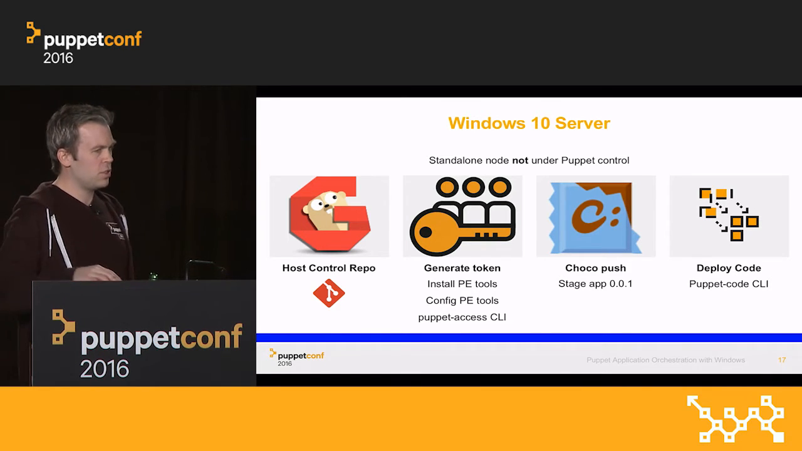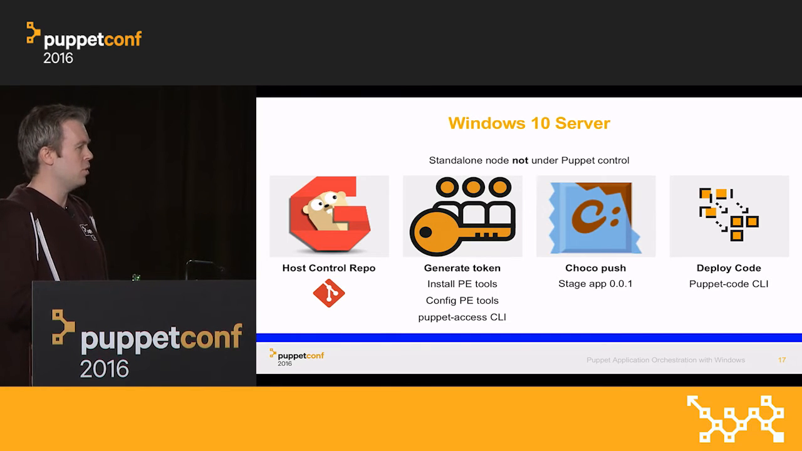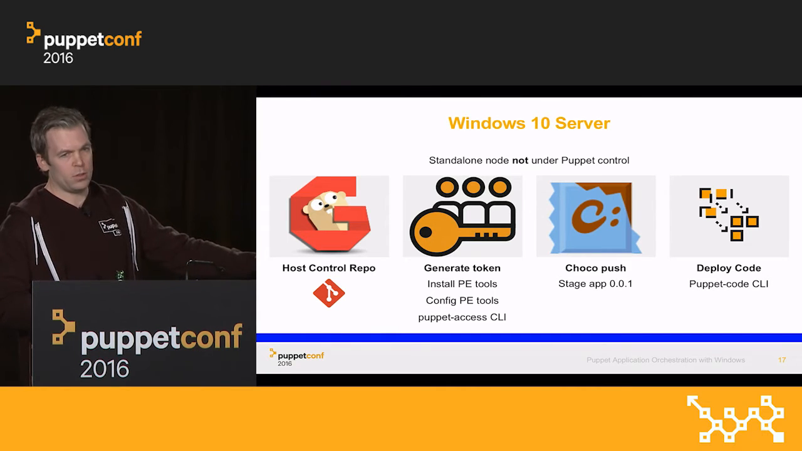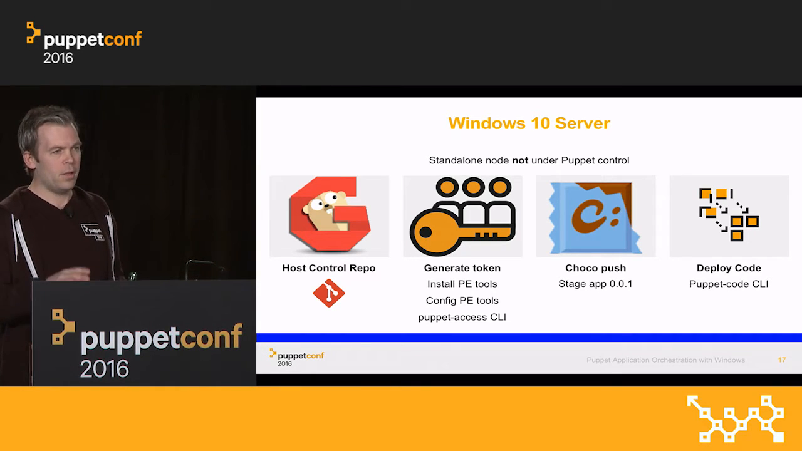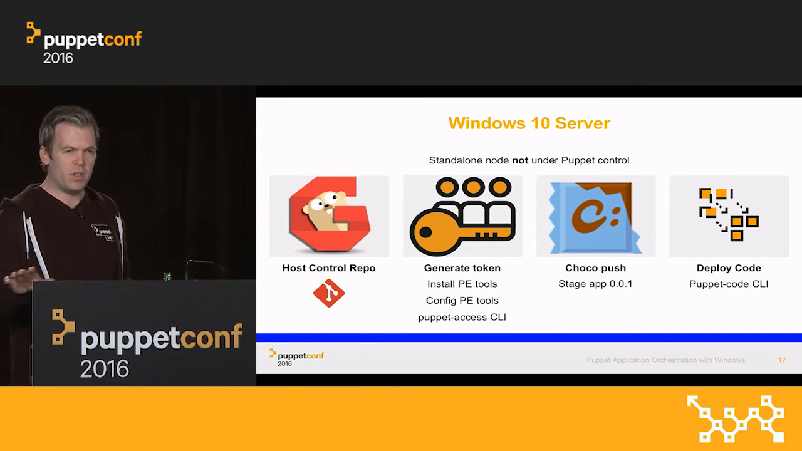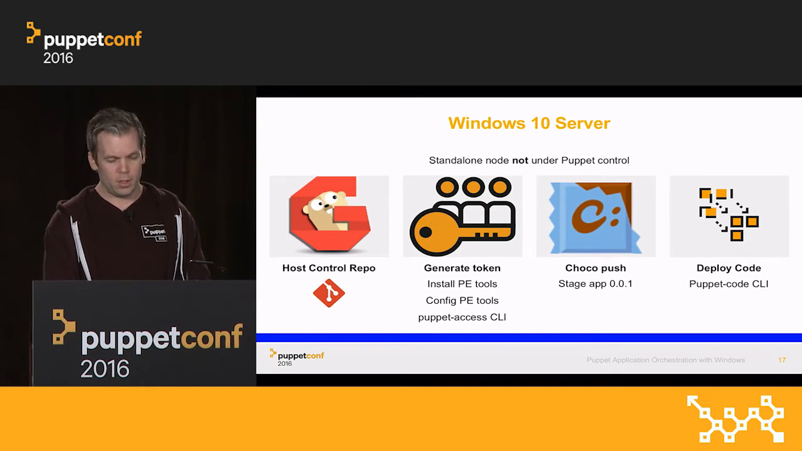I have staged version 0.0.1 of my web app, pushed it up to the internal Chocolatey server that I have running, and I have done a code deploy of this V1, a basic vanilla app using defined types, which we'll get into in the code in just a second.